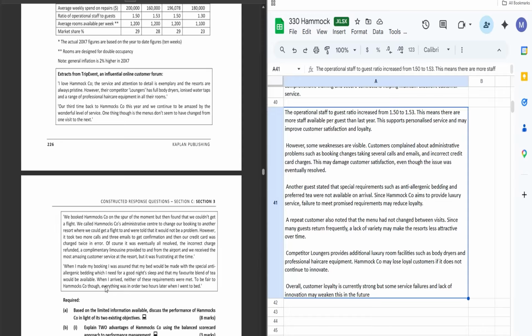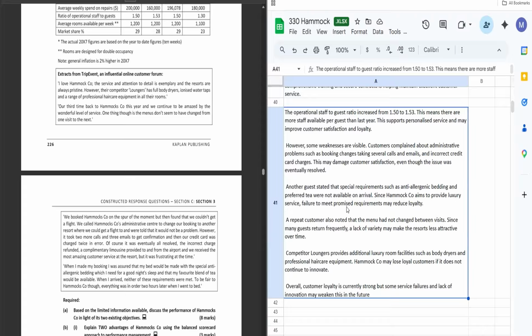So they mentioned these things in advance, but still these are not provided to the guest. So even though we are providing luxury services, if we fail to meet the requirements of the guest, again customer satisfaction will be lower and customer loyalty will also be reduced.